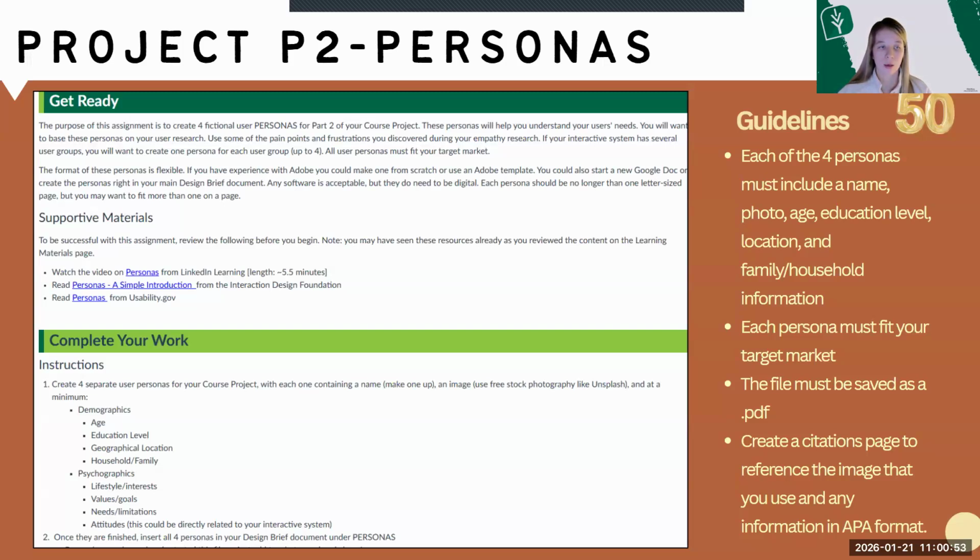It worked for me. And then the guidelines for that: your persona should include a name, a photo, age, educational level, location, family household information, and it must fit your target market. So who are you designing for? Who's going to be using your product? And then the file must be saved as a PDF. Whatever picture you use, make sure that you cite that, you reference that image in APA format, and whatever information you use as well.